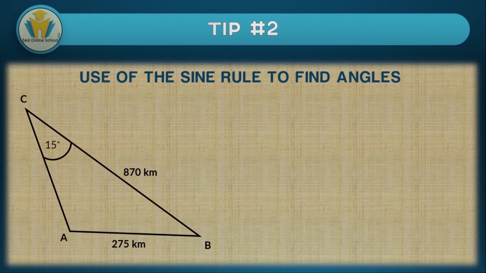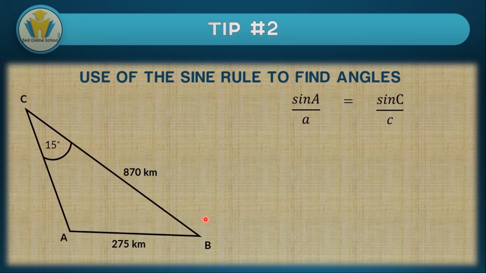Tip 2 is about how to use the sine rule to find angles. I'm sure you know the sine rule by now. Sine A over A is equal to sine C over C, or we can also use sine A over A is equal to sine B over B. Now, the angle part of the sine rule is this part where we have our capital letters or uppercase letters. In this question, I want you to find the value of A.